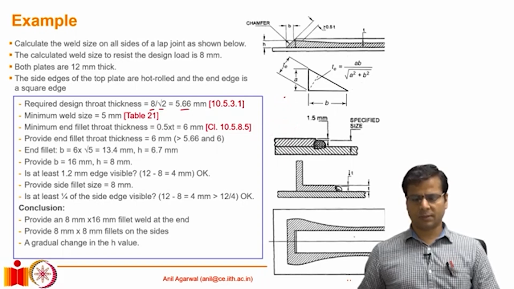So all around this, from here all the way around this plate, the throat thickness should not be less than 5.66 millimeters.